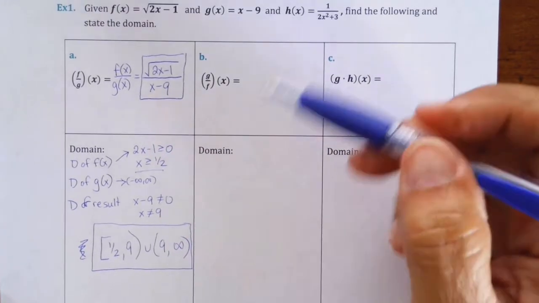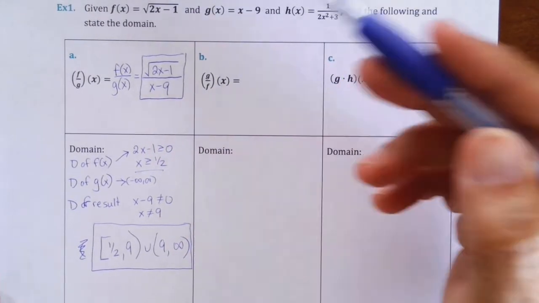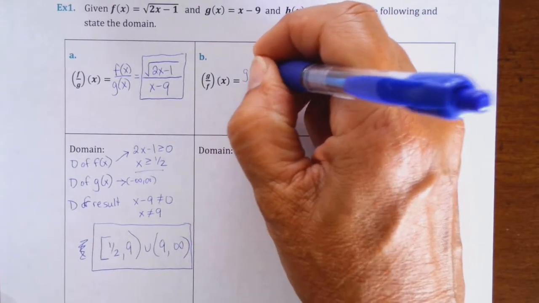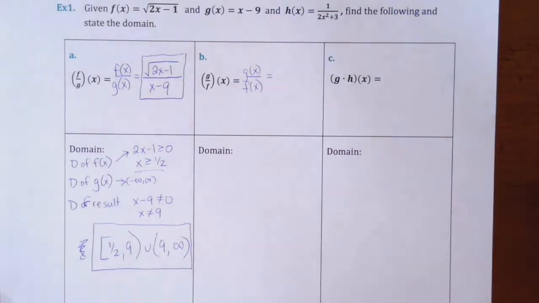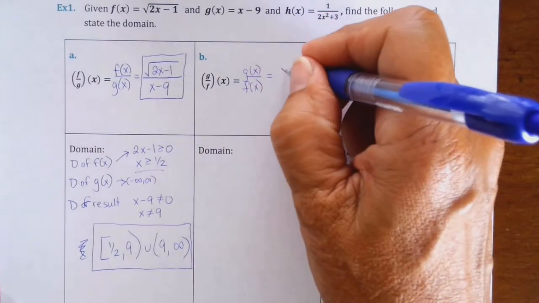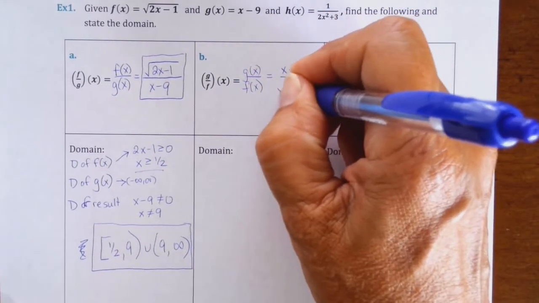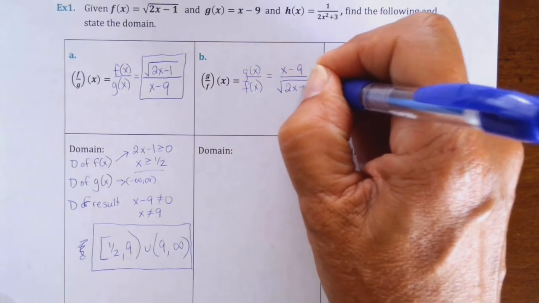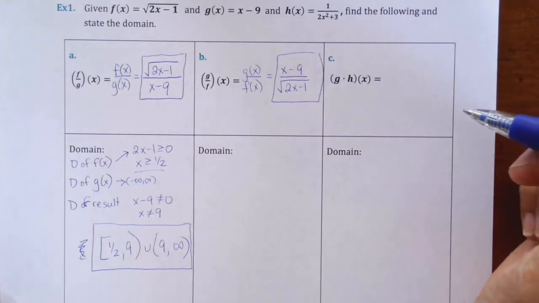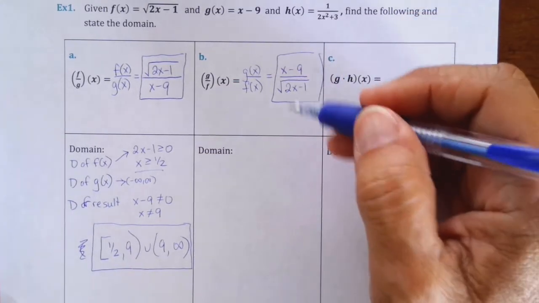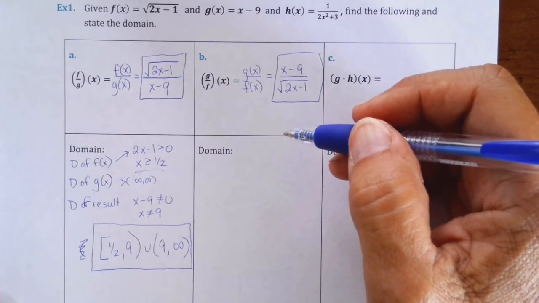All right, now let's look at b, g divided by f of x. So again, we're going to take g of x and just divide it by f of x. So same exact problem, we're just flipping it around. So now the x minus 9 will be on the top, and now the square root of 2x minus 1 on the bottom. Again, there's nothing I can do to that, so that's that. But now I've got to look at my domain again.